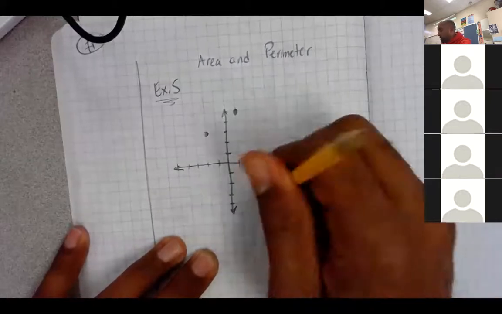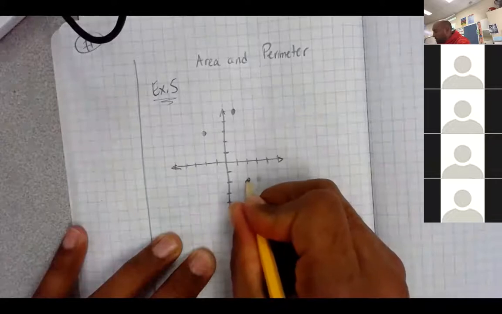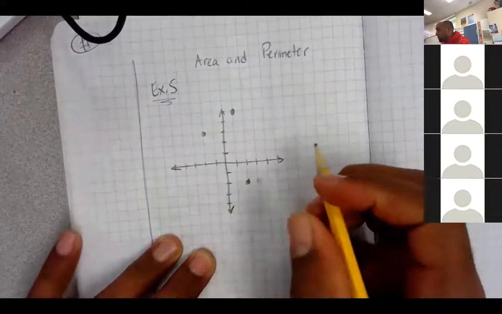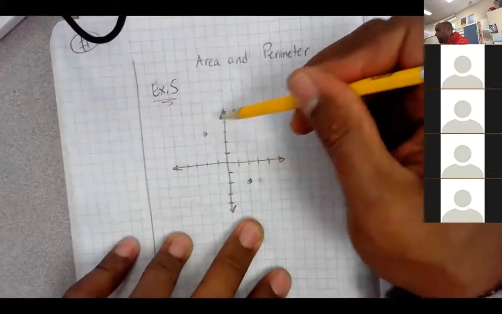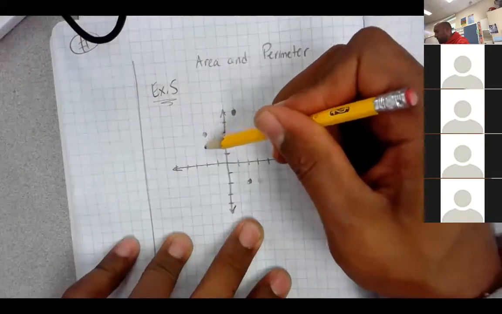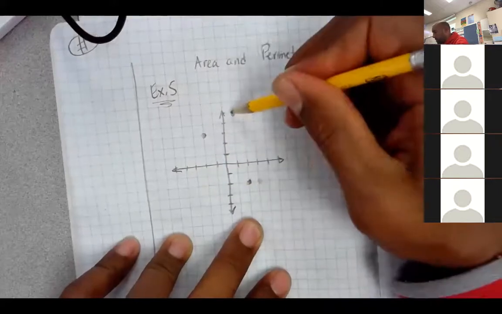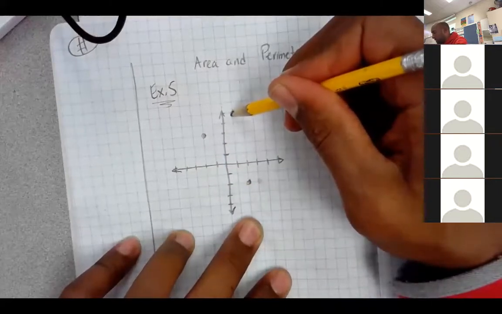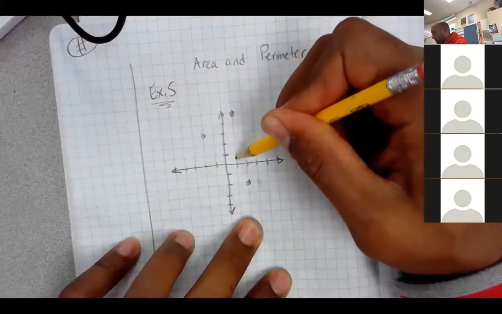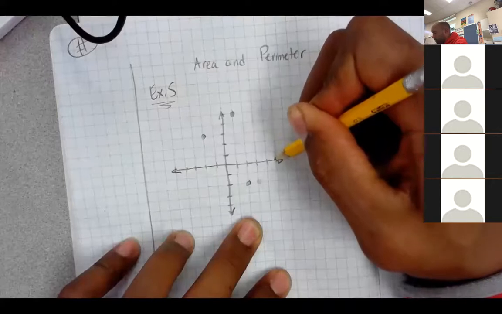So actually, you know what? Let's come over 1 unit, okay? So we're going to come over right here at 2, 2. All right, so let's see. I want to make sure that this lines up well. So we want to go down 4, and that would be right here.